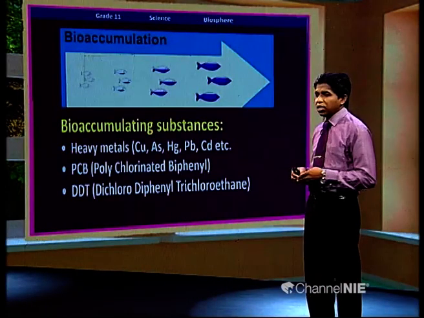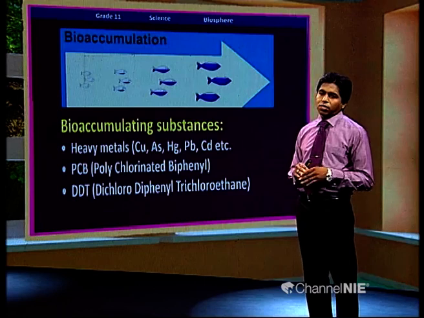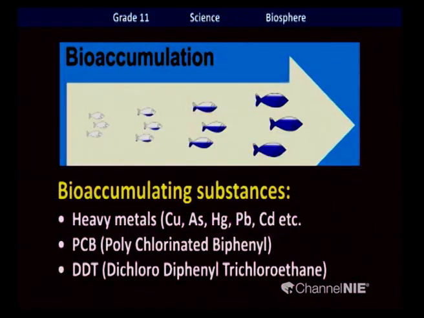Let us see what these bioaccumulating substances are. All substances are not bioaccumulating substances. You can see number 1, heavy metals. So what are heavy metals? Group 1 and group 2 metals are not heavy metals. Sodium, potassium, calcium, magnesium are not bioaccumulating metals. But copper, arsenic, mercury, Pb lead, Cd cadmium, these are bioaccumulating substances.